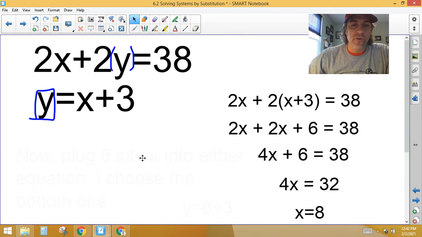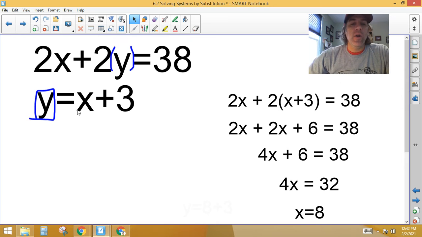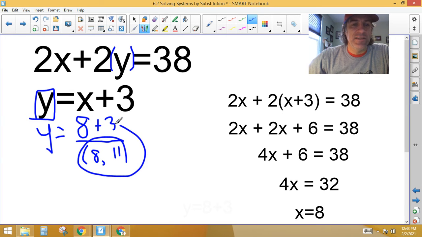And now what I'm going to do is plug in 8 into either equation. And what I'm telling you is look at this bottom equation. If I plug 8 in for that x, to find y, it's quite simple. y equals 8 plus 3. So my x was 8. My y is going to be 8 plus 3, 11. And this is the solution.